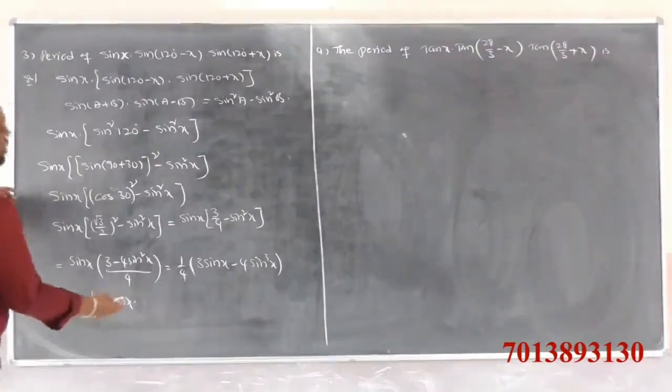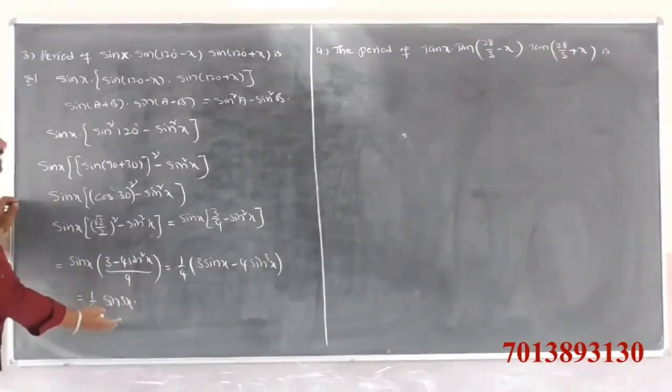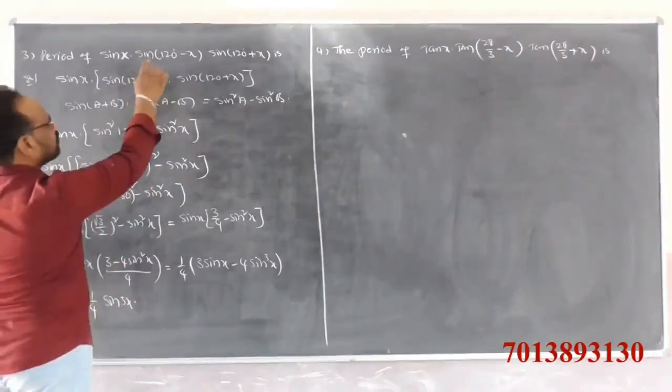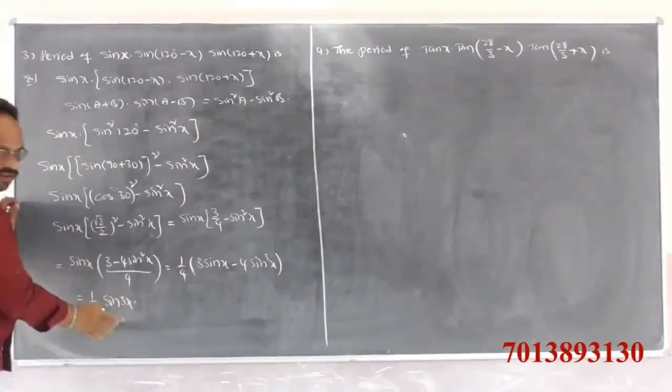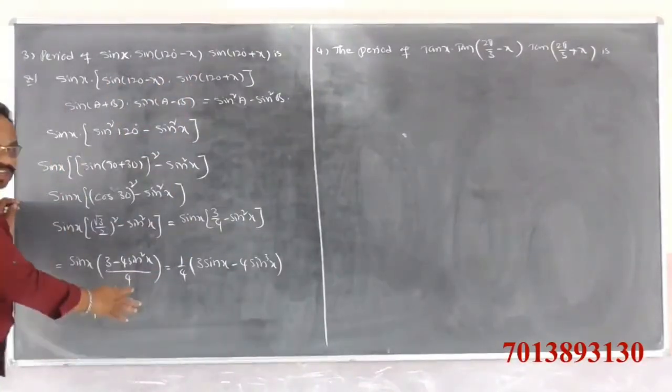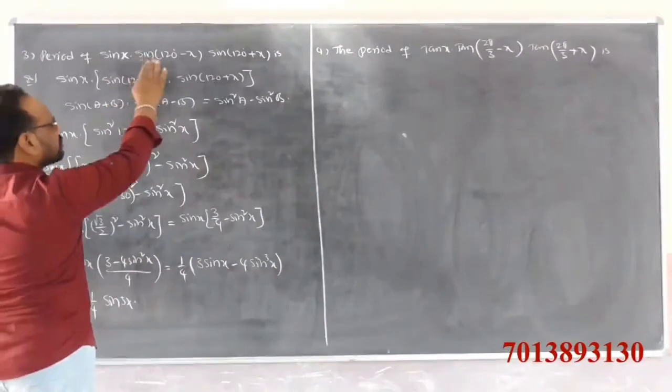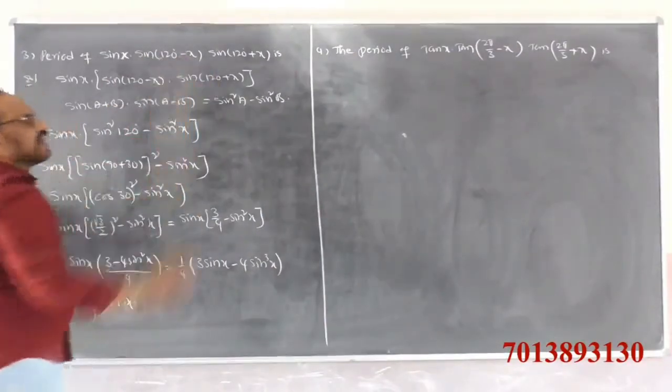The period of 1 by 4 into sin 3x is nothing but the period of sin x into sin(120 minus x) into sin(120 plus x), since this value is equal to that value.